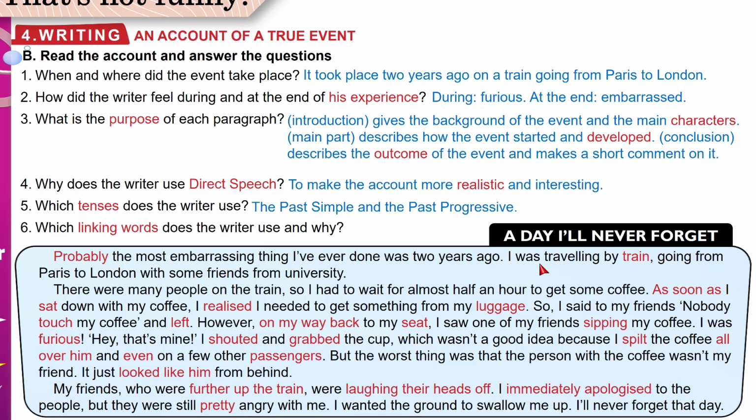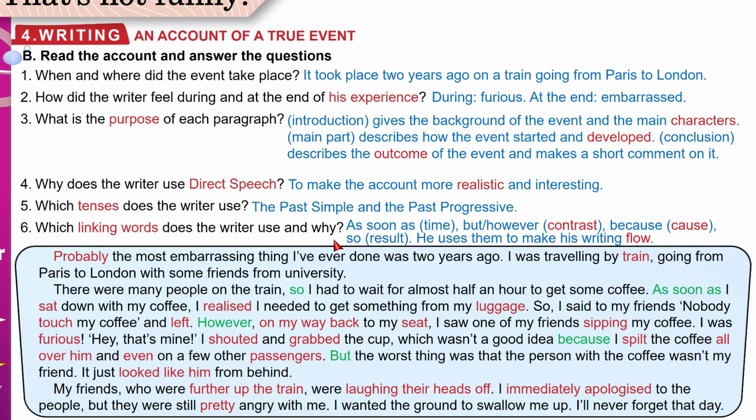Read here. I was traveling. This is past progressive. I saw one of my friends. That is past simple. Only past simple and past progressive. Which linking words does the writer use and why? I highlighted them in green. He used so, as soon as, because, but, and however.